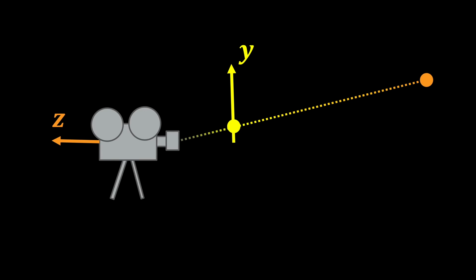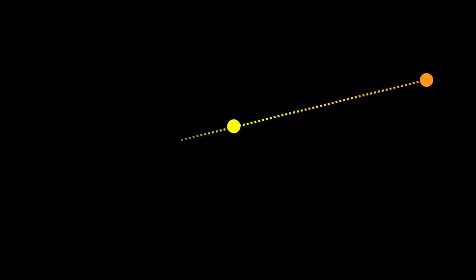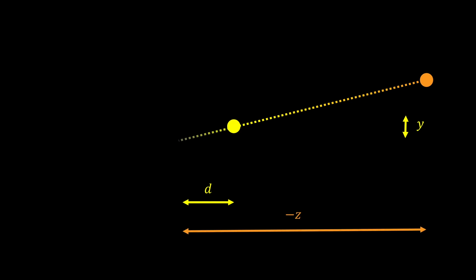So we shoot this ray, and now we're going to play a little game with similar triangles. Okay, let's call d the distance from the camera aperture to the film plane. Y is the height in yellow. Negative z is the position of the orange point in the orange coordinate frame, and orange y is the height.